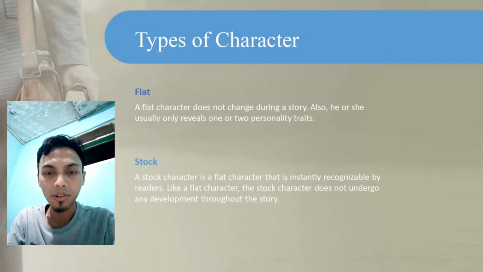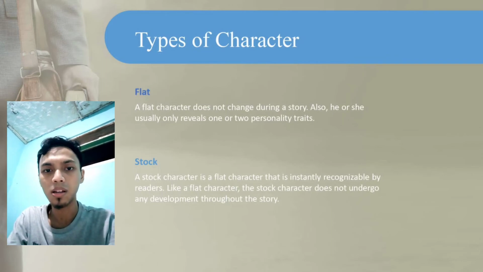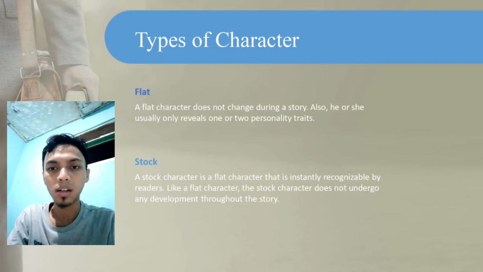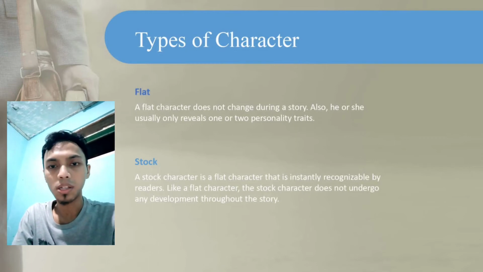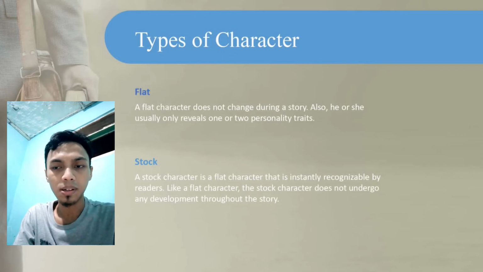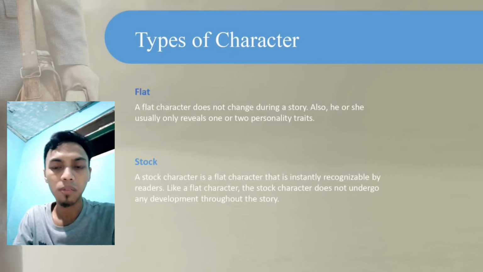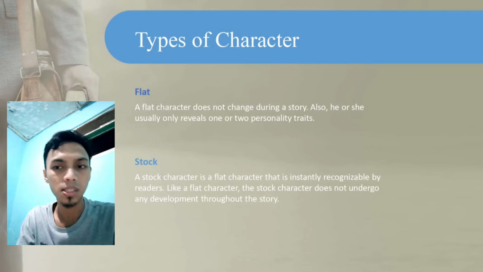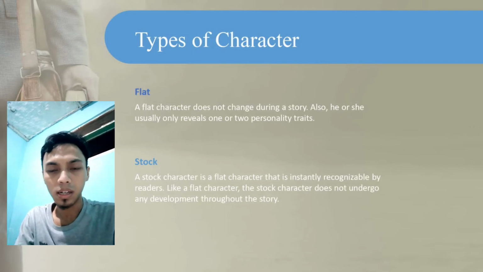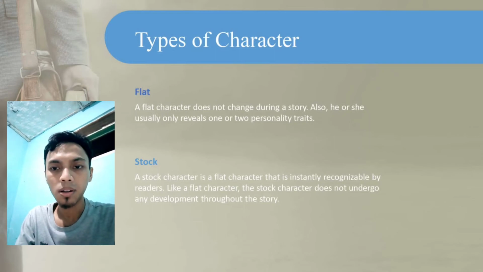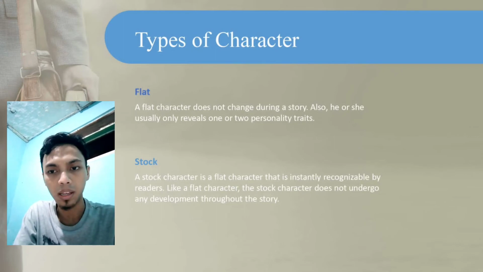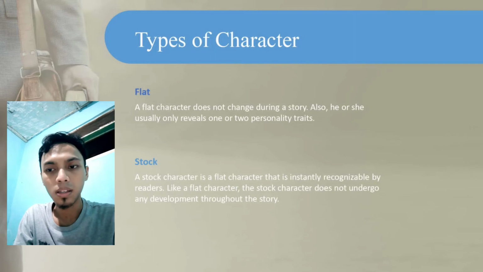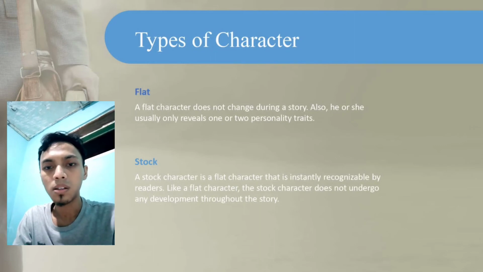Okay, now I would like to continue with the next types of character that my friends have not yet explained. The next one is flat. A flat character in literature does not change during a story. Also, he or she usually only reveals one or two personality traits. And the last, the eighth one, is stock character. A stock character is a flat character that is instantly recognizable by readers. Like a flat character, the stock character does not undergo any development throughout the story.